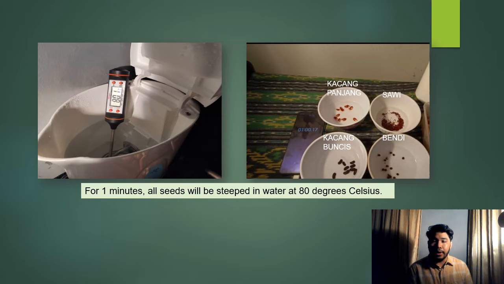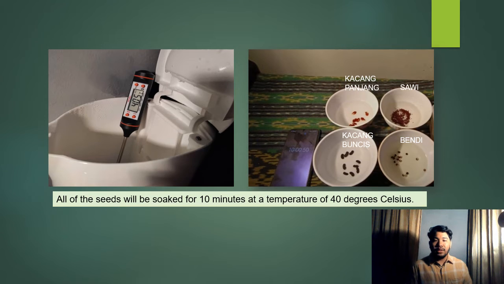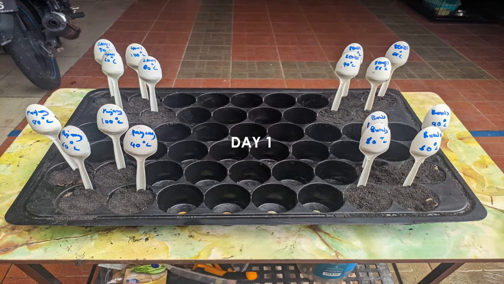For the second one, all the seeds are immersed in water at 80 degrees Celsius for about 1 minute. For the third one, all of the seeds are soaked in water for 5 minutes at a temperature of 60 degrees Celsius. And for the last step, all of the seeds are soaked for about 10 minutes at a temperature of 40 degrees Celsius.